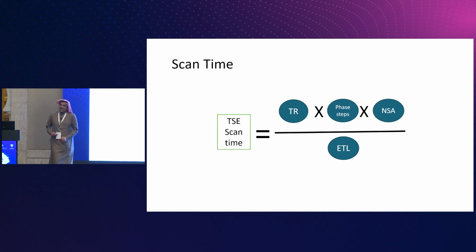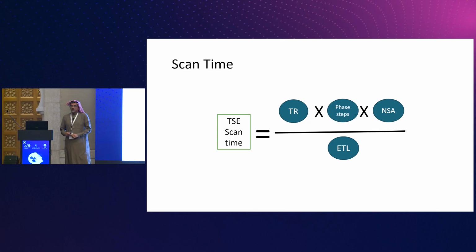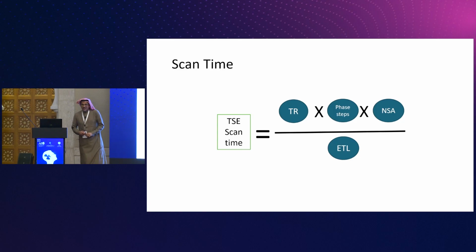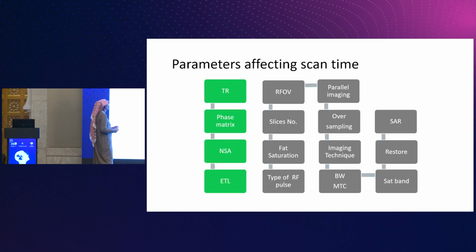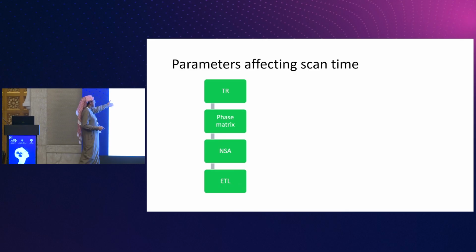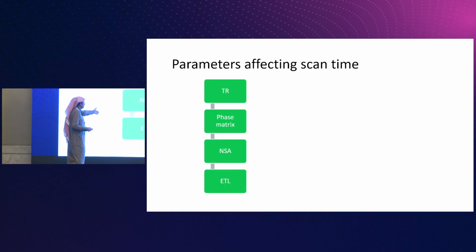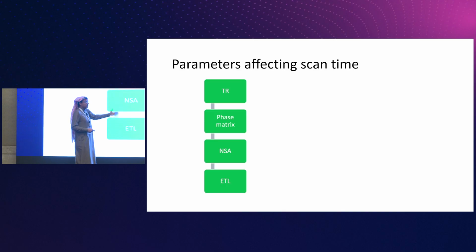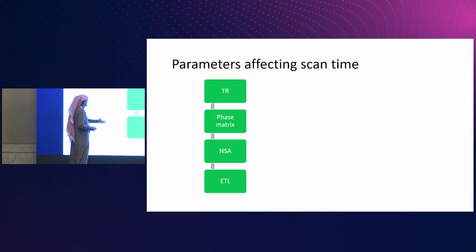the time with this equation? That is TSE. Gradient is different, and 3D is different. So these are the main factors that affect scan time. The others, most of the coming steps to decrease the scan time, are related to TR.